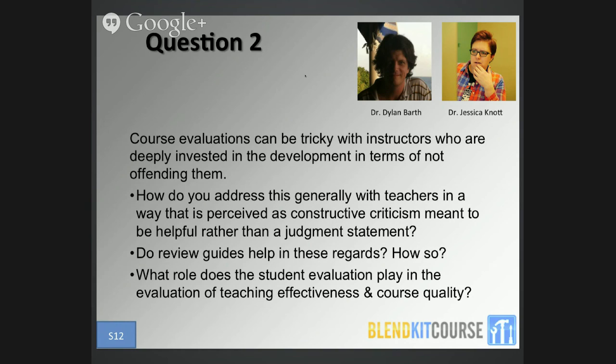Great, thank you. And again, to Dylan, in relationship to the course development, do review guides help in these regards, and how so? And what role does the student evaluation play in the evaluation of teaching effectiveness and course quality? So could you explain a little bit more about what this person was asking in terms of review guides? Let's see. Do review guides help in these regards, and if so, how?